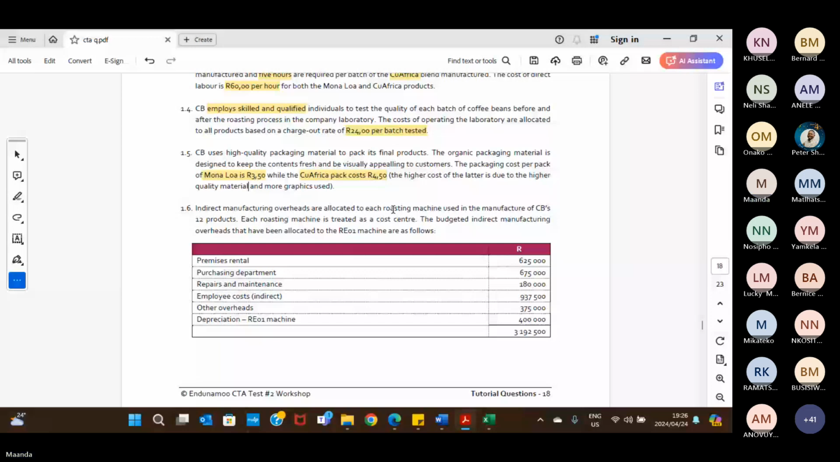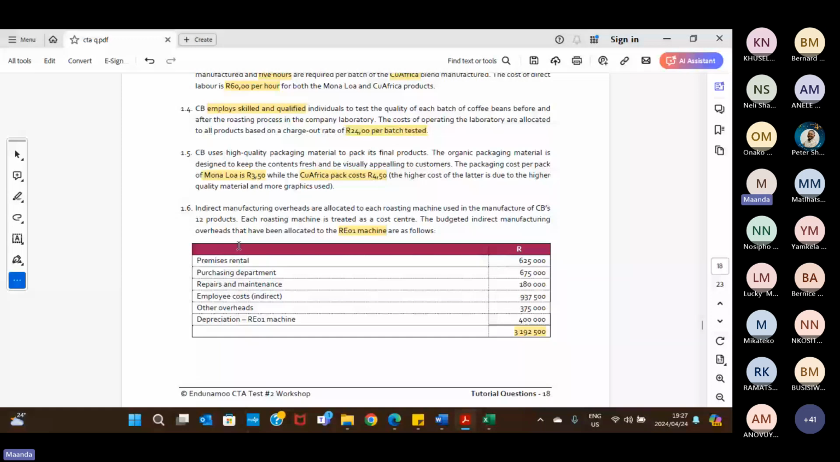All right, so indirect materials overheads are allocated to each roasting machine, and each roasting machine is treated as a cost center. Then the budgeted indirect manufacturing cost here has been allocated to the RO1 machine. And remember, to do this project, we just use the RO1 machine only, right? So they gave us the budgeted cost, which is then the total, right? And then they gave us this to say these are our budgeted costs.